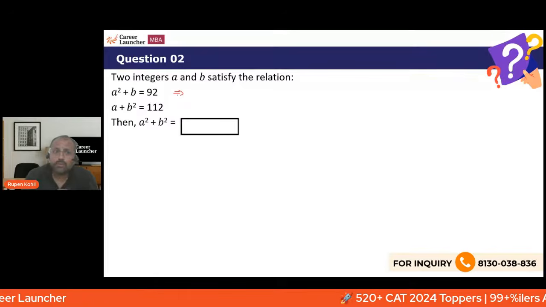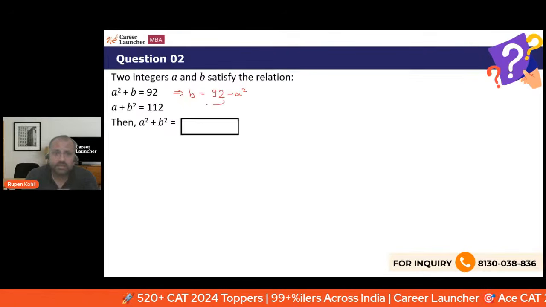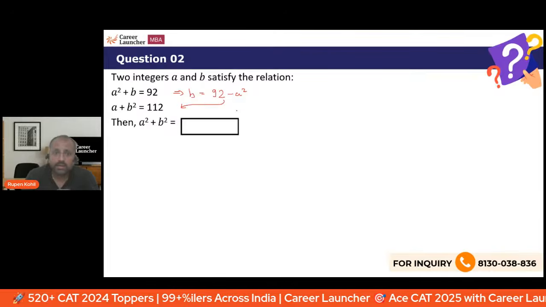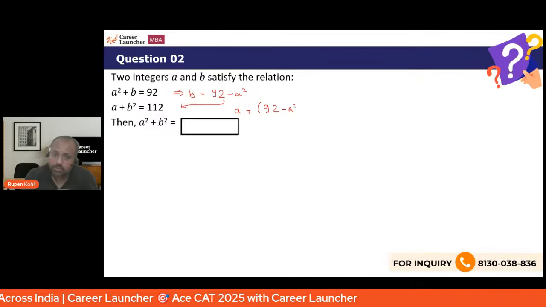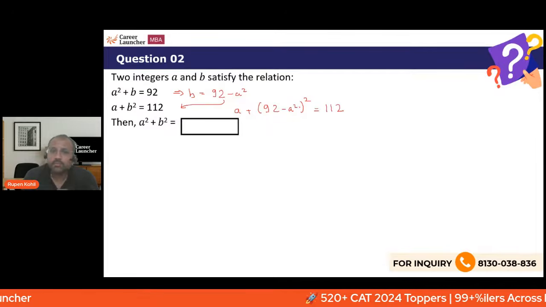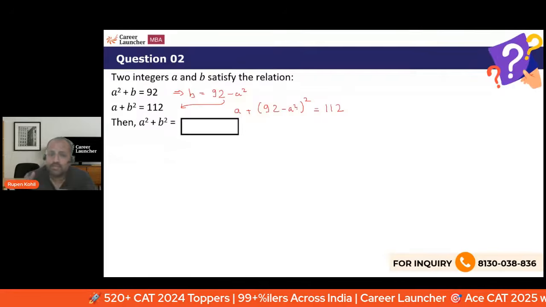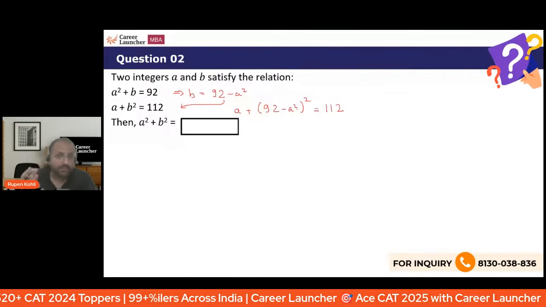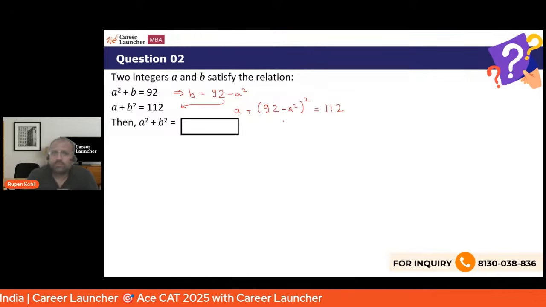If you want to substitute, b is 92 minus a square. Let me put this in the other equation. What does it give me? A plus b being 92 minus a square, the whole square, is 112. Do you see what complexity we're getting into? It's a fourth degree polynomial. Up to the cubic, we can think of doing hit and trial, but with fourth degree, it's really complex. So therefore, this is not something that we can solve.